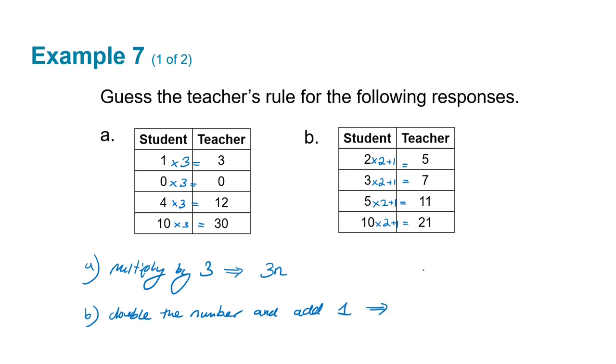Now, how do I write this in terms of an expression? Well, I need to take n and double it. That means I will take n and multiply it times 2 and then add a 1. So these are the formulas for our teacher responses. For part A, I need to triple our number or multiply by 3. For part B, I will need to double our number, then add 1 to it.